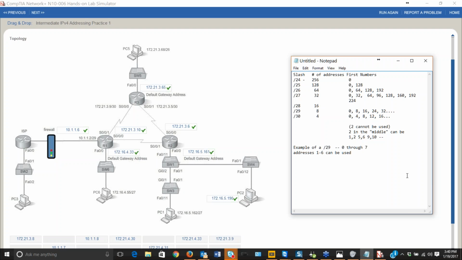In /27, where does the 96 come from, Michael? Well, it comes from the fact that we start with 0, and because there's 32 addresses in each one, the first address of each block is 32 more than the previous. So 32 plus 32 is 64, plus 32 is 96. And then we got 128, 160, 192, and 224. Michael, does that help? Sometimes it's a matter of just trusting your addition.